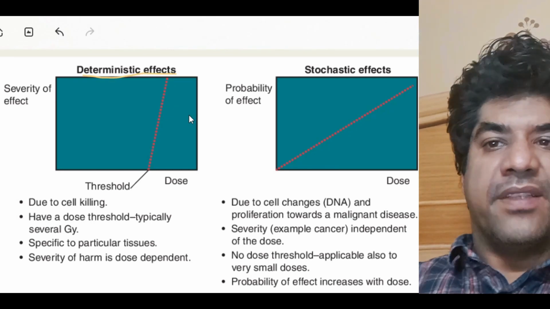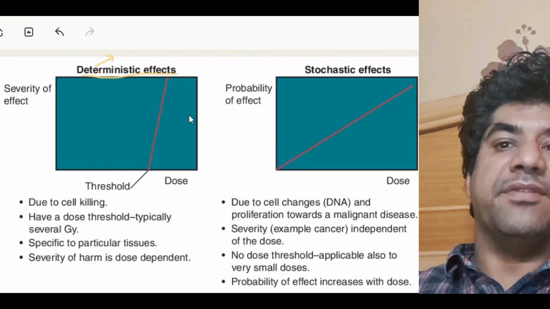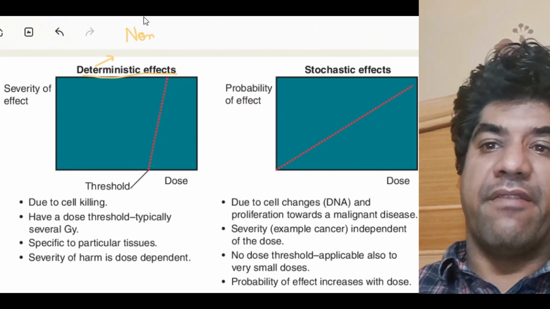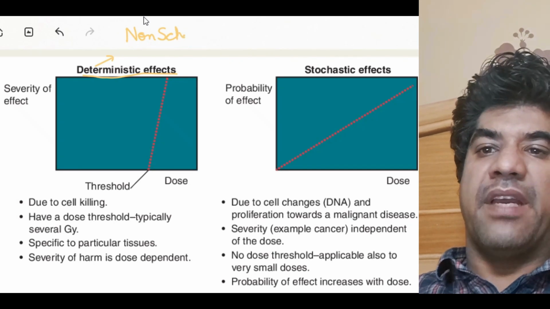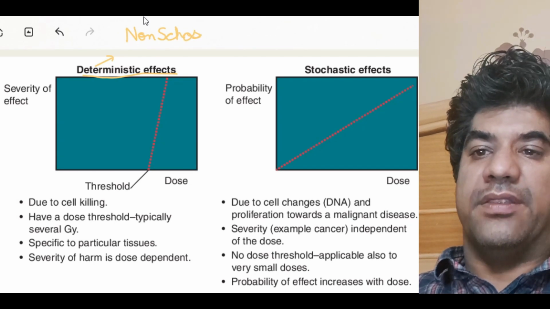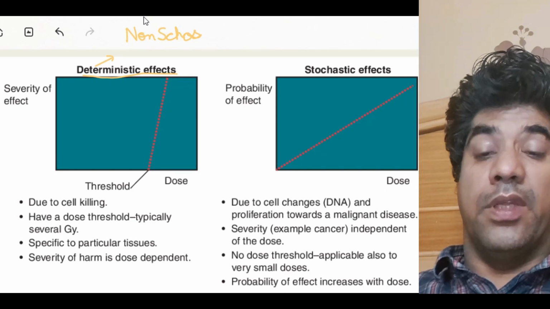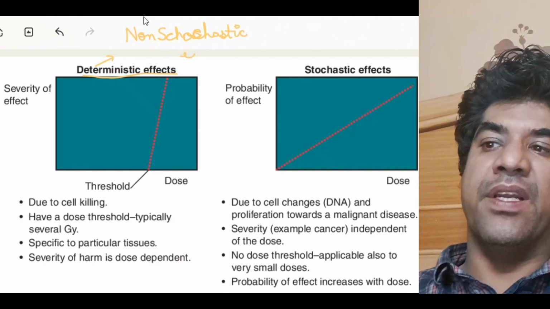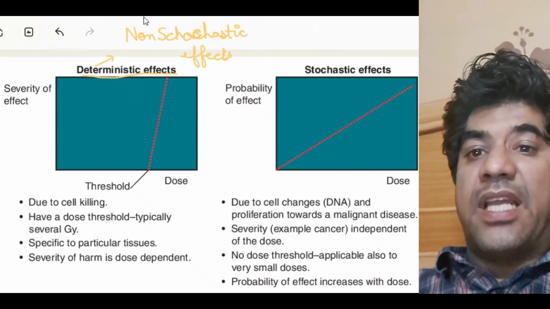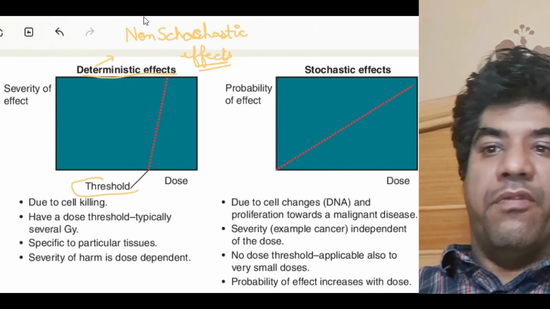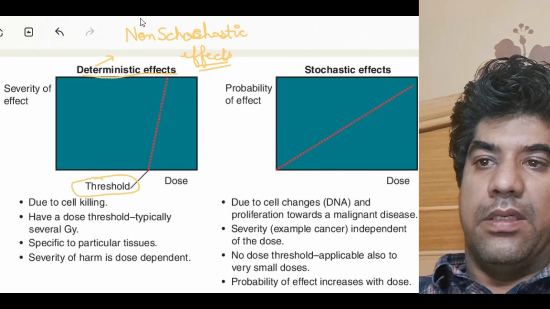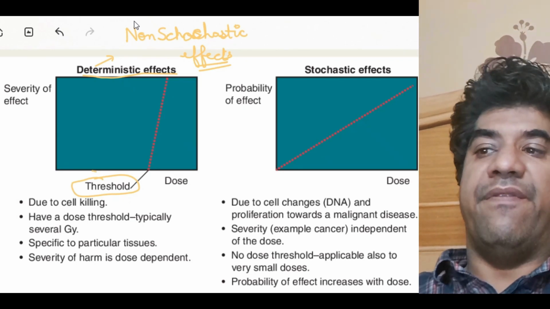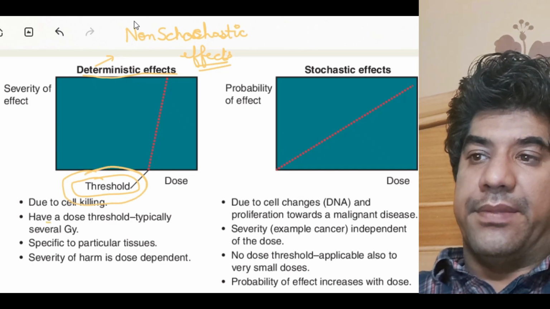The biological effects are of two types. One is the deterministic effect and the other is the stochastic effect. What is the deterministic effect? The deterministic effect is also known as non-stochastic effect. It depends upon the time of exposure, dose and type of radiation. It has a threshold dose below which the effect does not occur. In deterministic effects, if the dose is increased, the severity of the effect will increase.